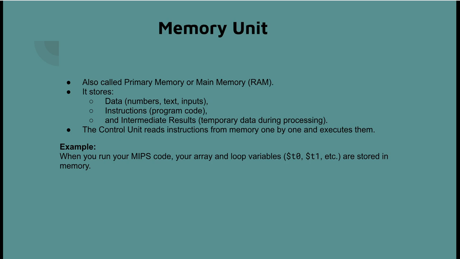Memory unit, also called primary memory or main memory, RAM. It stores data, such as numbers, text, inputs; instructions, which is program code; and intermediate results, temporary data during processing. The control unit reads the instructions from memory one by one and executes them. For example, when you run your MIPS code, your array and loop variables, $t0, $t1, etc., those are stored in memory.